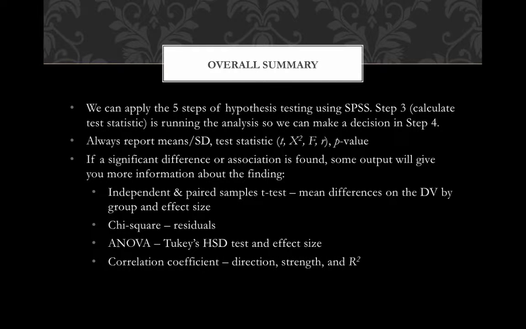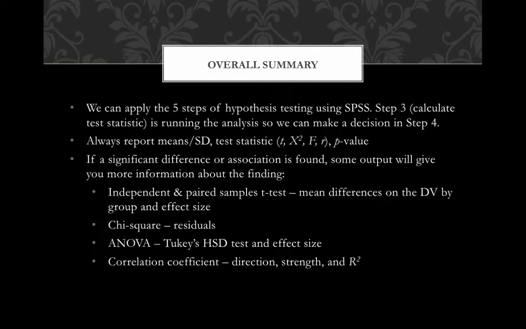So our overall summary, we've seen how we can apply the 5 steps of hypothesis testing using SPSS. Remember, step 3 is calculating our test statistic, step 4 is making your decision, and then step 5 is really looking at stating our conclusions, where we use our descriptive statistics in addition to our test statistics to really help us describe and answer our research question. We always report means, standard deviations, your test statistic, p-values, and degrees of freedom. And then if there are significant differences or relationships found, you then need to look at other output.